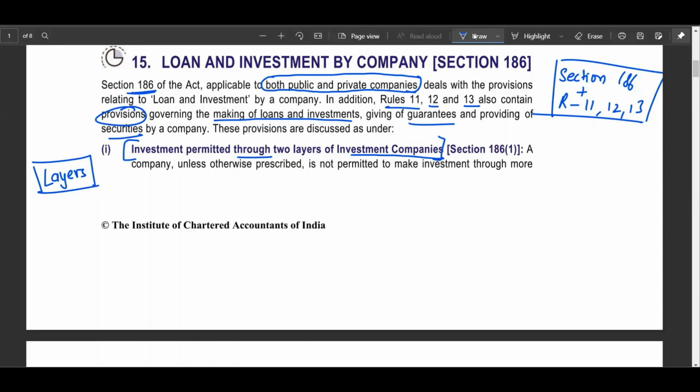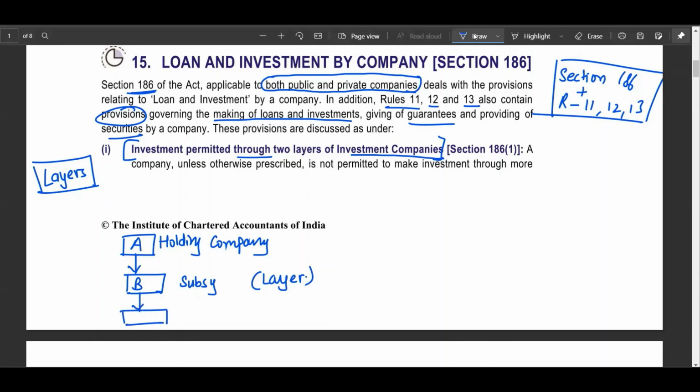Layers, what do you mean by layers? You can simply call it a subsidiary company. For example, A is a holding company. Then it invests in a company B, which is a subsidiary company. This is its first layer. And B invests in C, which is again its subsidiary company. It is its second layer. So it tells us about these things.